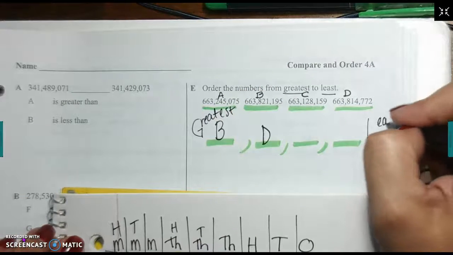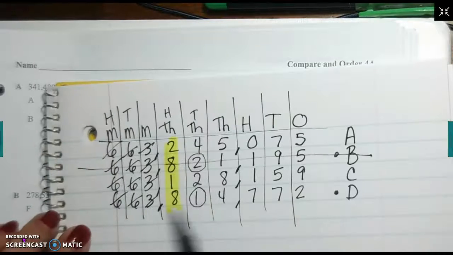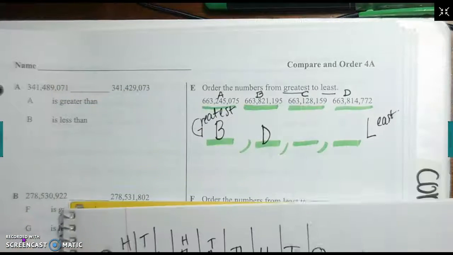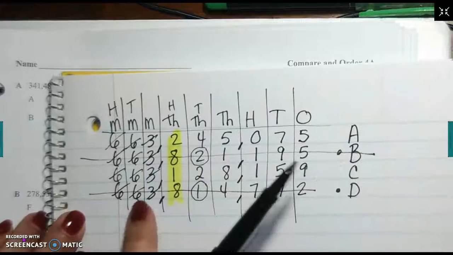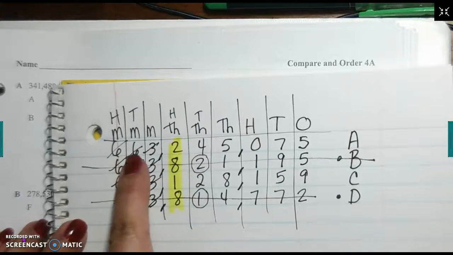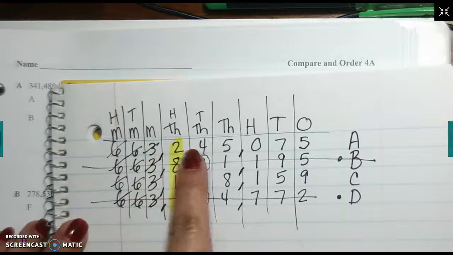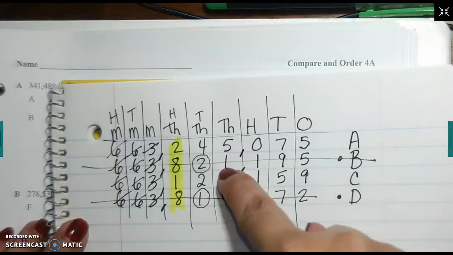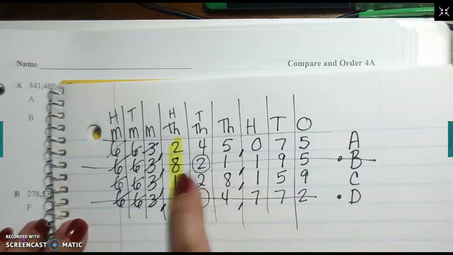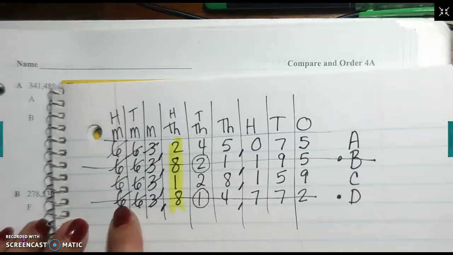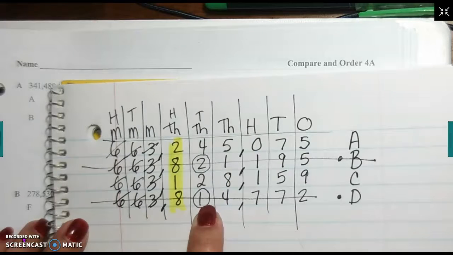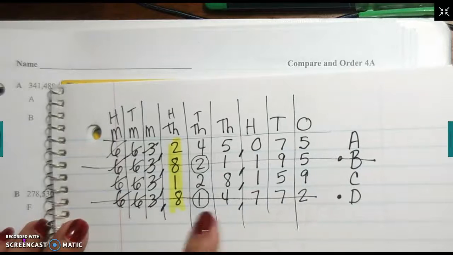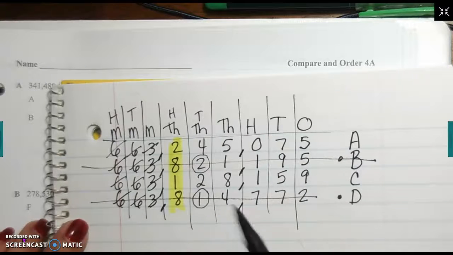Okay, so letter D is the next greatest. Okay, right there. So you have 663,821 being the greatest, 821,195, and then you have 663,814,772 is the second largest, okay, the second greatest.